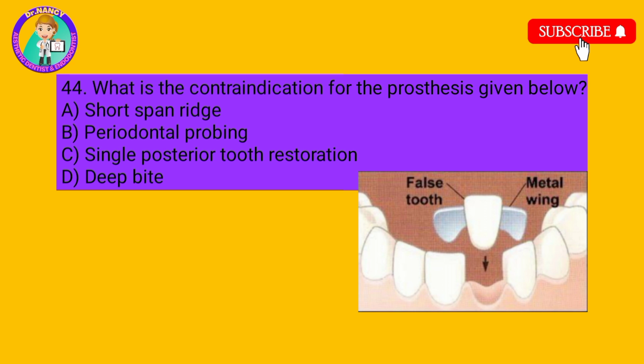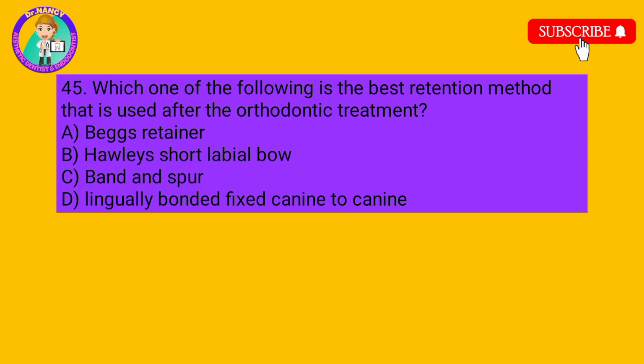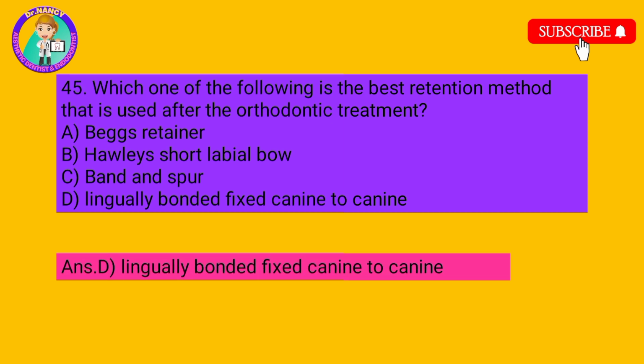What is the contraindication for the processes given below? Short span ridge, periodontal probing, single posterior tooth restoration, deep bite. Answer, deep bite. Which one of the following is the best retention method that is used for the orthodontic treatment? Begg's retainer, Hawley's with short labial bow, band and spur, lingually bonded fixed canine to canine. Answer, lingually bonded fixed canine to canine.